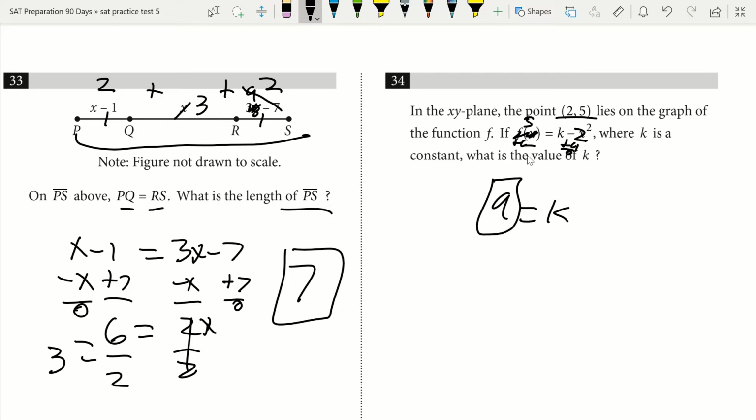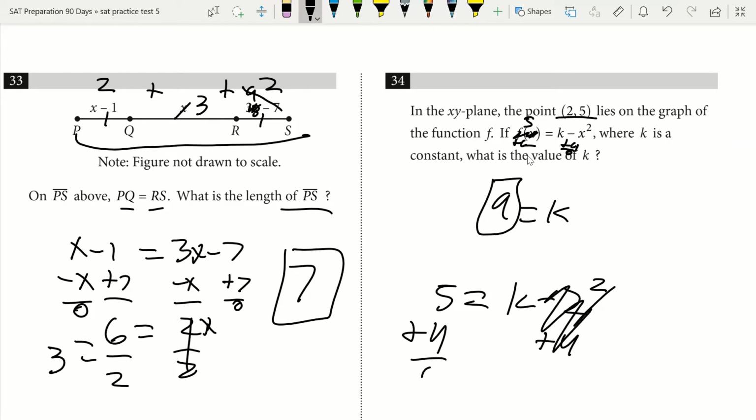All right, so if you can't see what I did there, I'll just quickly rewrite it. We had a 5 for whatever f of 2 is going to equal, so that's going to equal k minus 2 squared since it was x squared up here. Okay, 2 squared is 4, so I added 4 to each side to cancel that. 5 plus 4 was 9, so k was 9. All right, so 34, answer there is going to be 9.